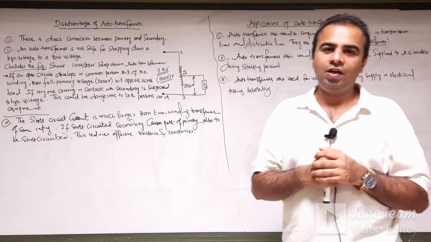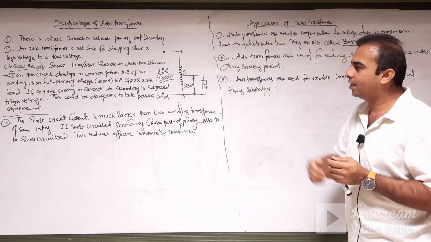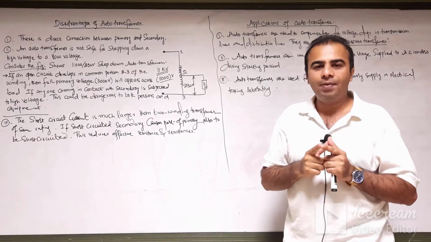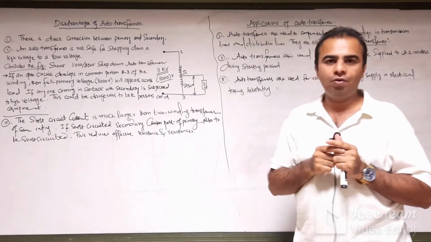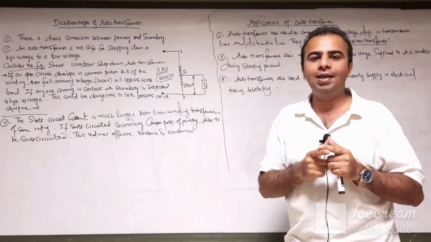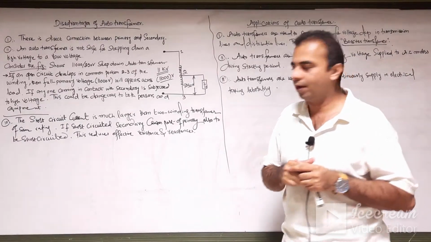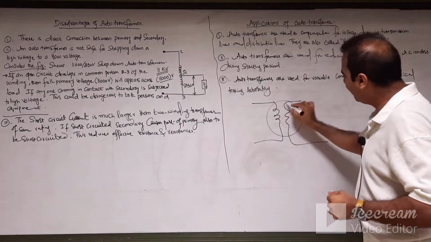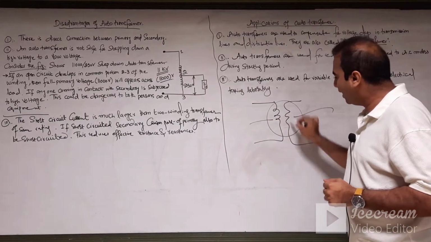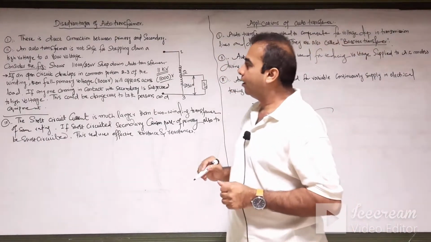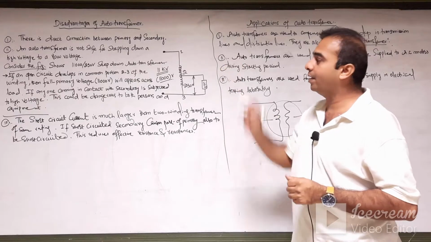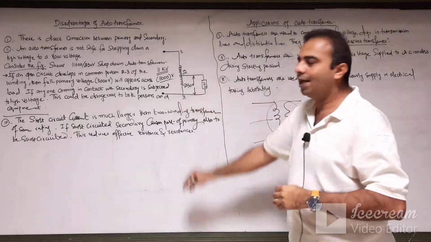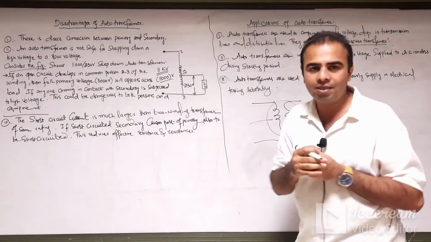Let's discuss the disadvantages of the auto transformer. The first disadvantage is that there is a direct connection between the primary and the secondary. In the auto transformer, there is a common portion of the primary and the secondary winding on the core, and both primary and secondary windings are electrically as well as magnetically coupled. Now in the two winding transformer, for example, both the primary and the secondary windings are electrically isolated but magnetically coupled. So the first disadvantage is that there is a direct connection between primary and secondary in the auto transformer, which means there is no isolation between the primary and the secondary of the transformer.